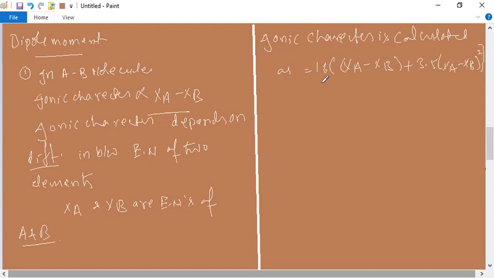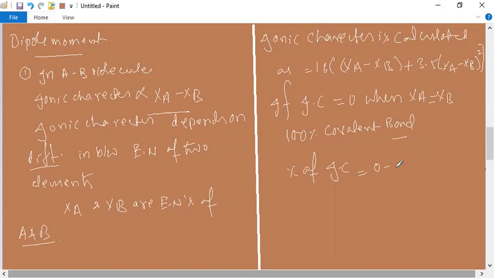If ionic character is equal to 0, when does it happen? When Xa minus Xb equals 0, or Xa equals Xb. That is a 100% covalent bond. If the percentage of ionic character is 0 to 15%, then it is a non-polar covalent bond.